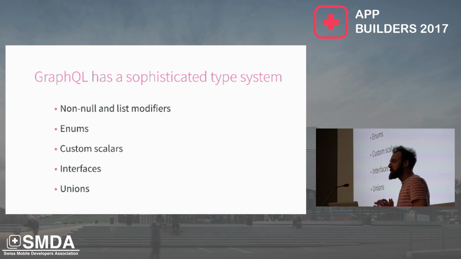So GraphQL has many more capabilities. It's a fairly sophisticated type system. It has the notion of optionality or nullability built in, which ties in really well with Swift, as we'll see. It has a notion of enums, custom scalars for specific types like timestamps or URLs. It has a notion of interfaces and unions. So it's a fairly complete type system.